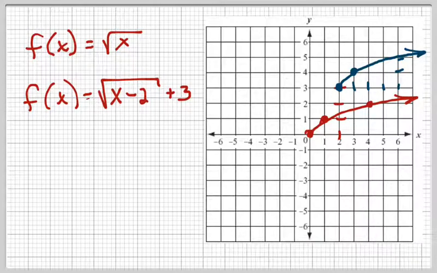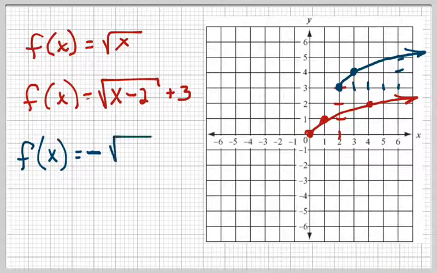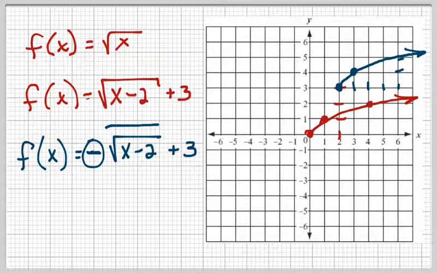Now, let's do one more thing to this. Let's see what happens if we put a negative sign out in front of it. What this is going to do is calculate the starting point again, but then we're going to take the opposite of that. Let's look at the original function first: f of x equals negative root x. You can see what it's going to do.